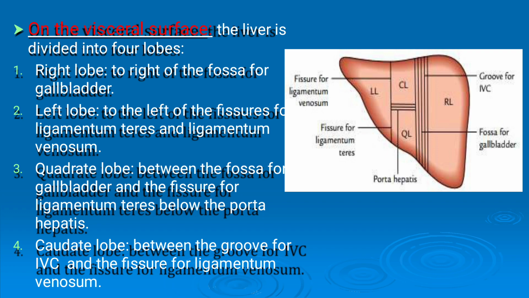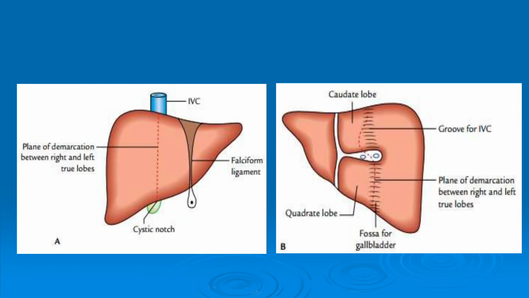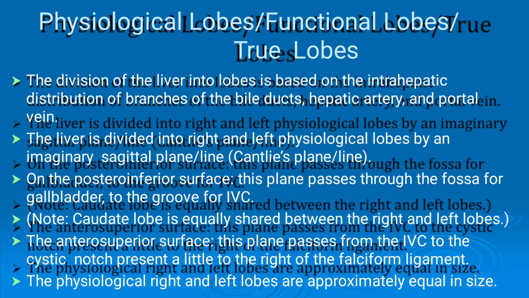Now we want to move on and see the physiological lobe. This is very important. The physiological lobe is also called the functional lobe. The physiological aspect is called the functional aspect. Now we will discuss the physiological lobe, functional lobe, true lobe. Its naming represents the functional lobe and true lobe.